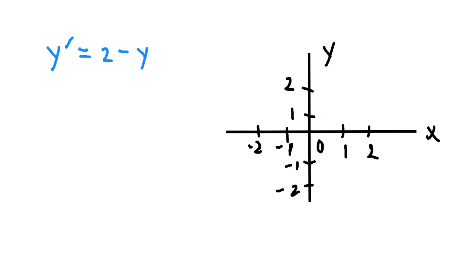I want to say this the right way. So, you know, this is the right-hand side of the differential equation. And y prime equals 2 minus y. That means also that dy dx equals 2 minus y.